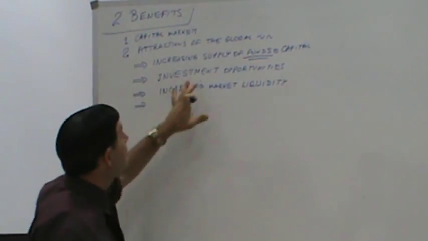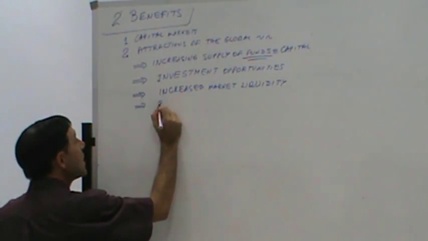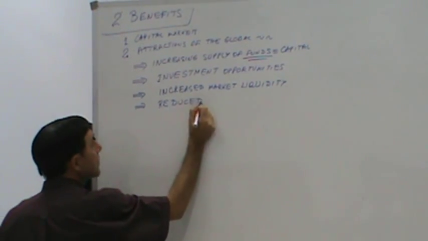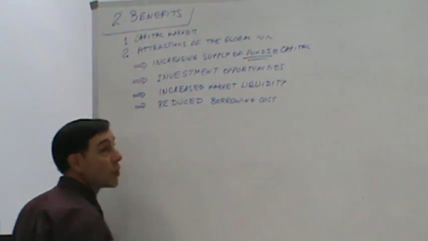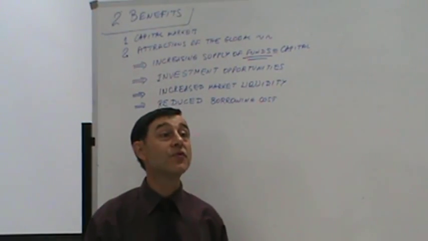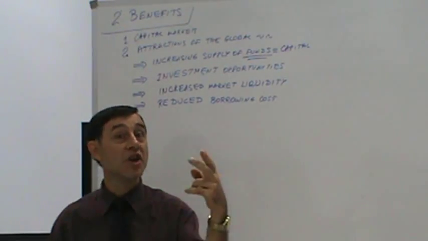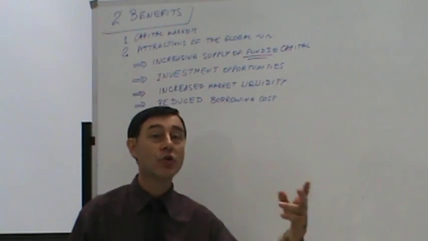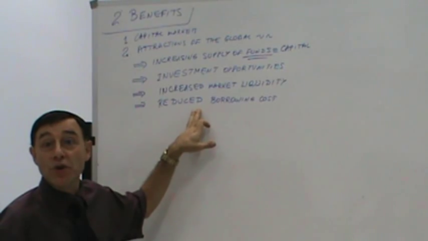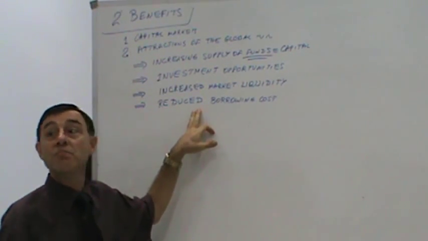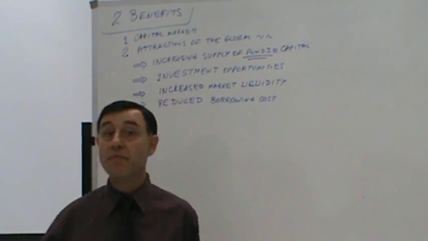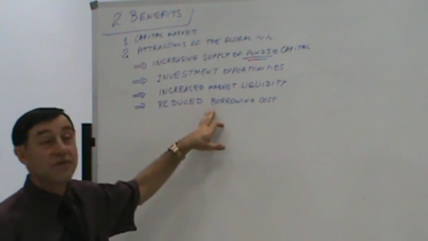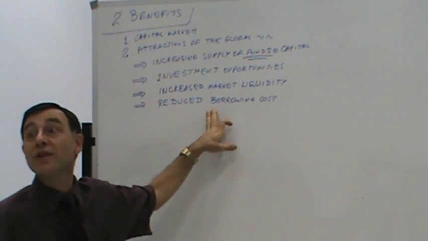Let's see what else we got. Associated with market liquidity and with increasing supply of capital is reduced borrowing cost. For example, it's a whole lot cheaper for the Greek government to borrow from Germany and German banks than to borrow from Bulgarian or Greek banks, okay? So borrowers, whether it's IBM or General Electric or BMW or Mercedes, they can borrow cheaper in London and Tokyo, maybe, than in their own Frankfurt market, okay? If they need to borrow 10 billion or 20 billion, we're talking about large amounts of capital.